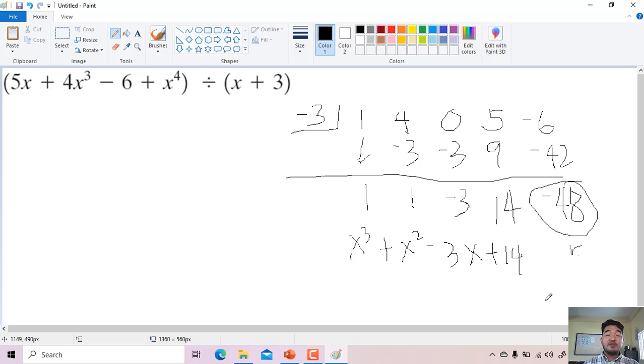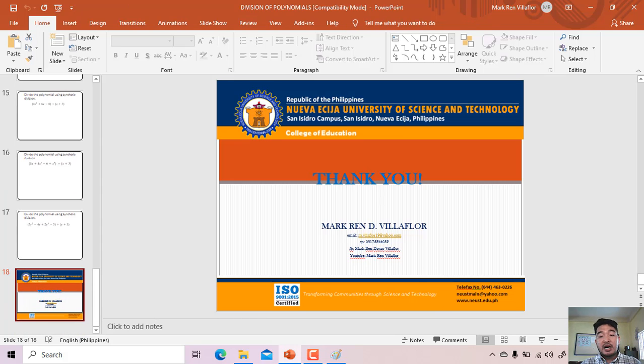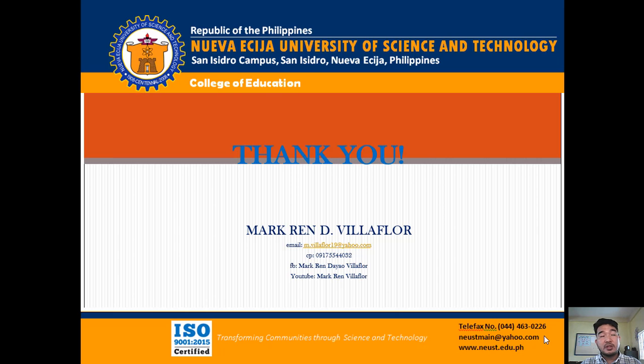So, there you go. The ways on how to divide polynomials according to the different ways. We have the long division method and the synthetic division.